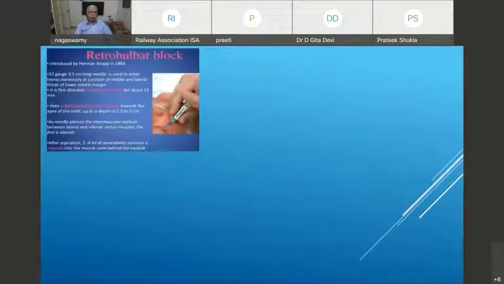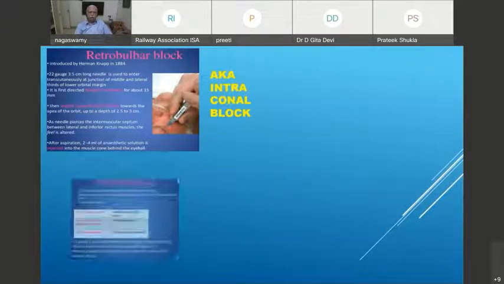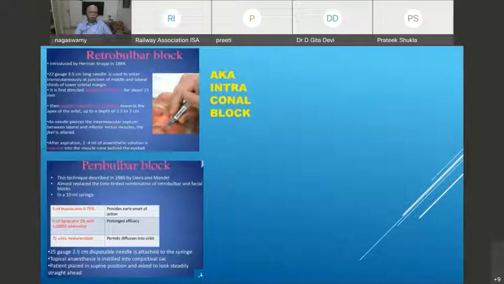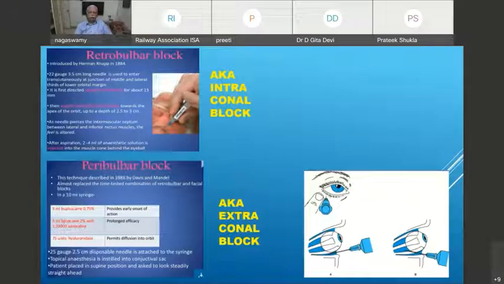This is the technique of doing retrobulbar, where you just go at the lower border of the orbit, a little medial to the lateral canthus, and then use a small 22 gauge needle, 3.5 centimeters long, and this has to be placed inside the cone. So this is also known as intraconal block. Peribulbar is the extraconal block where you give about 5 ml of bupivacaine or 5 ml of 2% lignocaine. Hyaluronidase is also added.